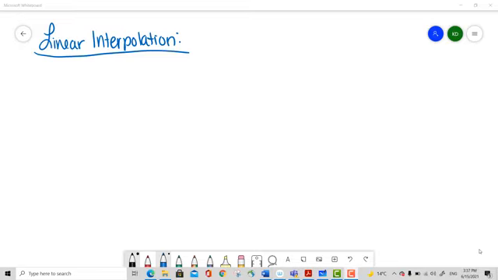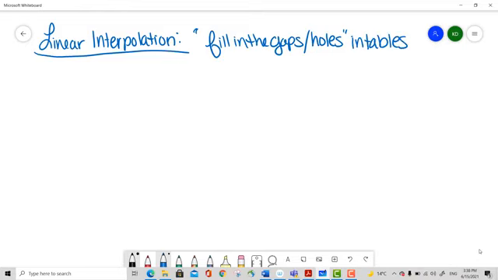I didn't go this deep into it because I know that you've had this in your prerequisite classes, but for me to understand something and remember it, I really need to understand everything about it. So, linear interpolation, its sole purpose is to fill in the gaps, right? So we'll just do fill in the gaps or holes in tables. So this is what it's designed to do.